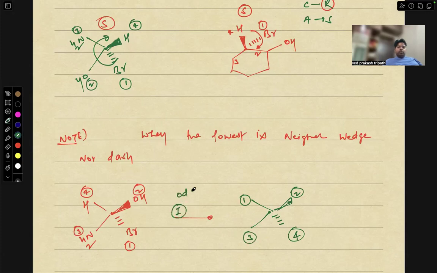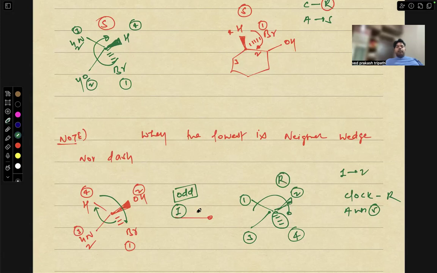1 is an odd number. I just switched hydrogen with the dash. So this is overall just one exchange. Now you know that my lowest is on dash here, move 1 to 2. And we know that when the lowest is on dash and clock is R, then anti-clock would be S. So this is moving clock. Clock is generally R. But we have done one exchange. So whenever you do one exchange, the answer must be reversed. So this is R, so it should be S.